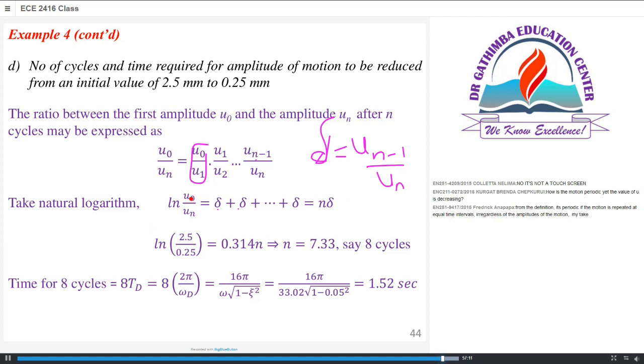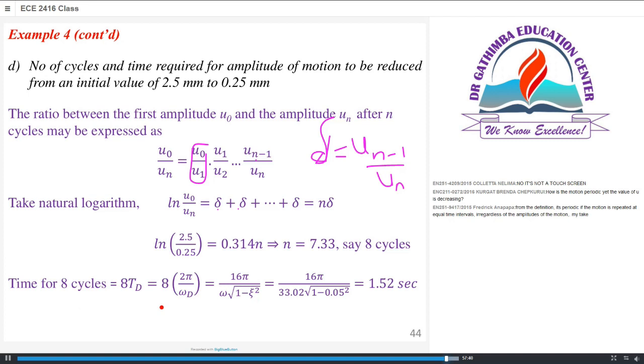So the natural log of the initial displacement, 2.5, over the final value we want to achieve, 0.25, is equal to n times delta. Our logarithmic decrement, calculated in the previous part C, is 0.314. So we get n as 7.33. We can't have fractional cycles, so we take the next whole number, which is around 8 cycles.